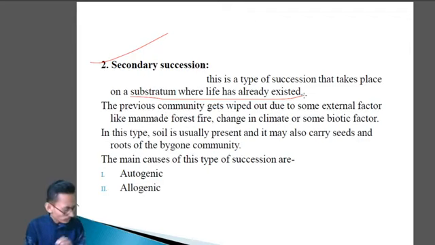Clear? Now, the main causes of secondary succession are simply of two types: autogenic and allogenic.